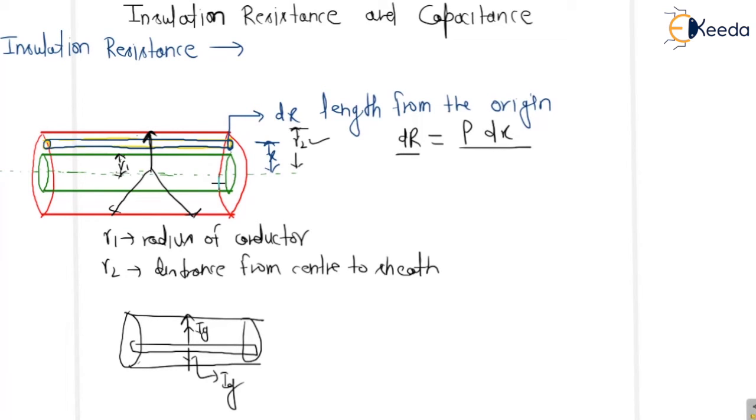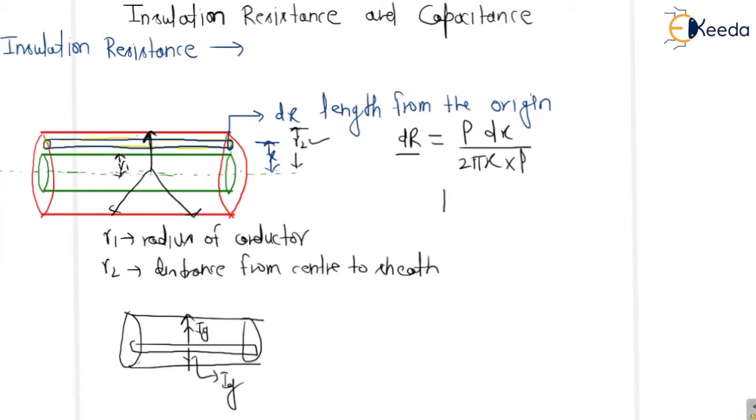The area is nothing but, if you see this x, this is the x distance from the center. We have taken a dx length from the origin. So dR is equal to rho dx upon the area. 2 pi x will be the periphery, into the total length L. So the area is 2 pi x into L, and dR is equal to rho dx upon 2 pi x L. We will integrate from R1 to R2.